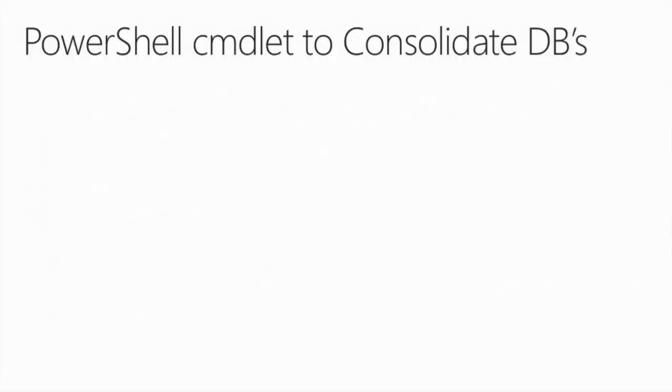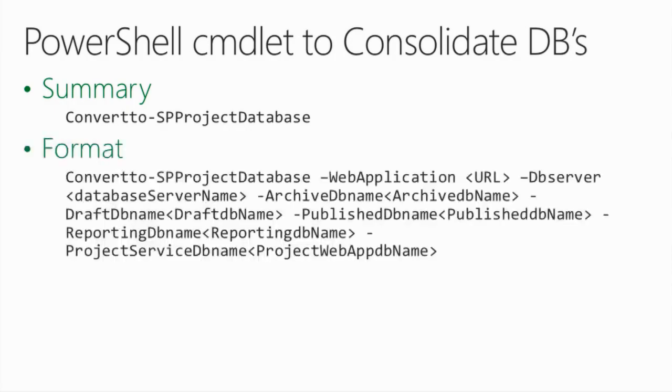So the PowerShell commandlet to consolidate those databases is Convert-SPProjectDatabase. But look at the format of it. All right? It's a biggie, and it's a biggie because you have to list the names of all of those databases that you're going to be consolidating. You've got to list the name of the database server, and you also have to tell it what you want the name for the new database to be.